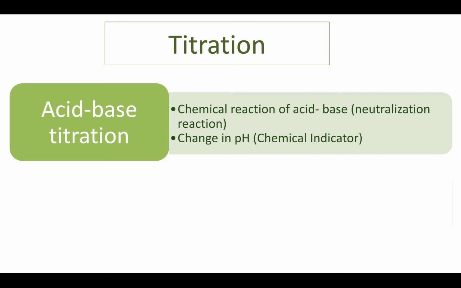We have learned acid-base titration, which is also called neutralization titration, or aqueous titration, and it is based on the chemical reaction between the acid and base to form a neutral product. Over the course of the reaction, there is a change in pH which is indicated by a chemical indicator. So we'll add a third chemical to the reaction mixture to indicate the completion of the reaction.